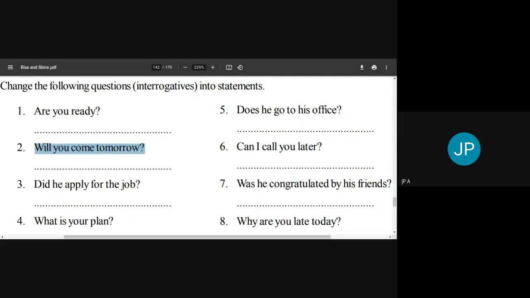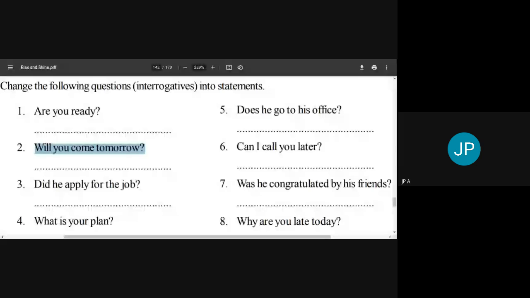So will you come tomorrow, Surya Anjana? You will come tomorrow.